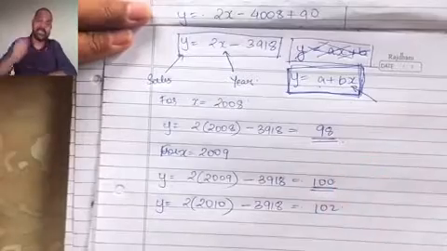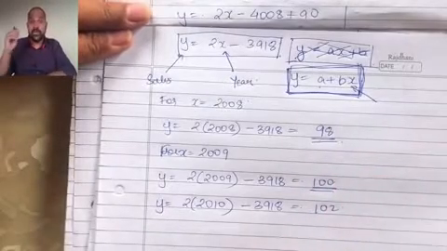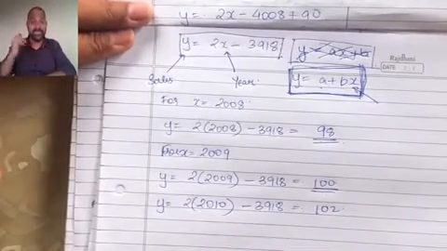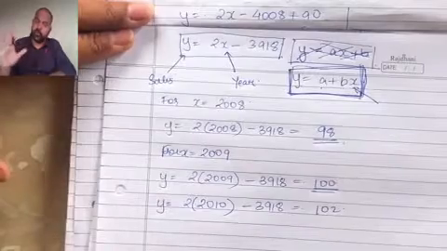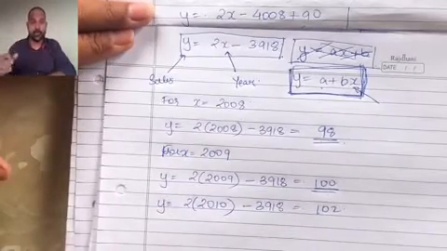Sir, why not X is equal to? Because we are never going to talk about X's dependence on Y. We are only going to talk about Y's dependence on X.